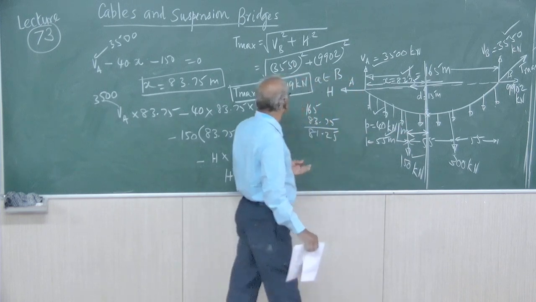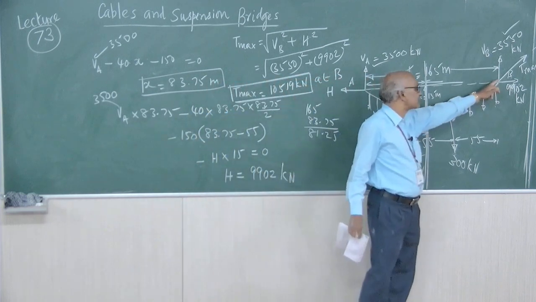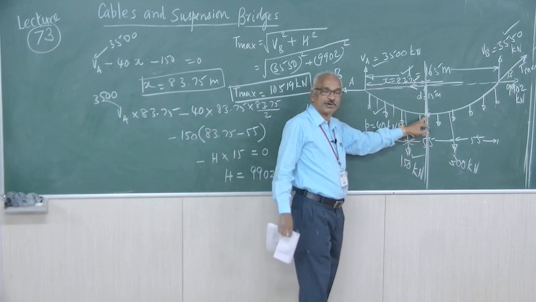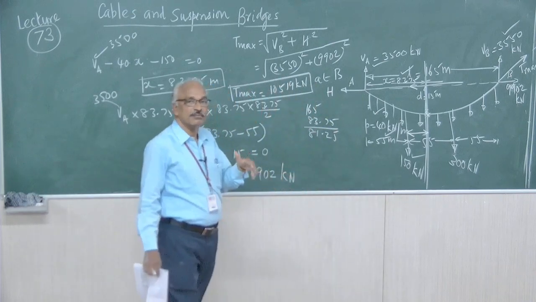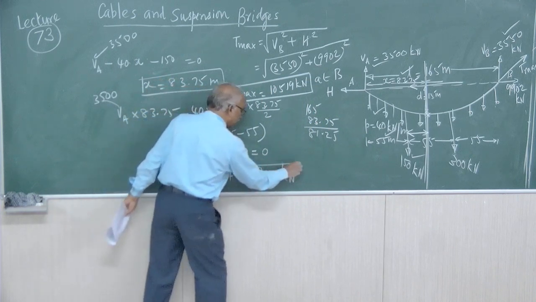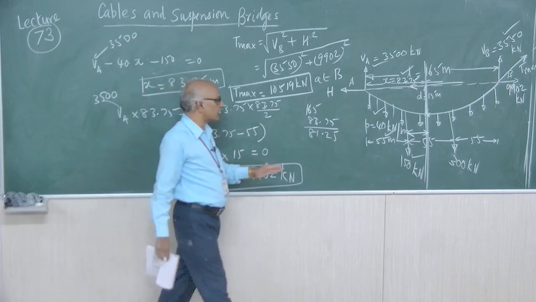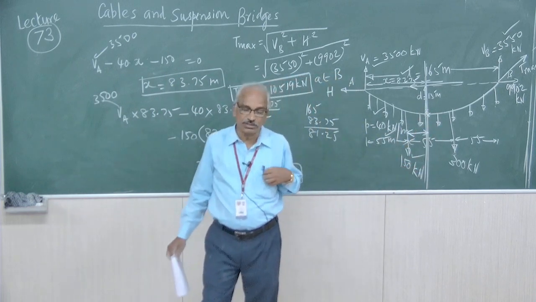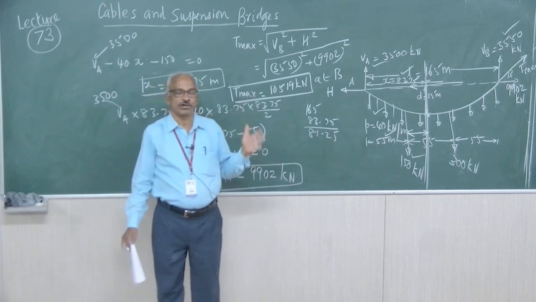And here also we have got the value of T max. This T will be less elsewhere, but T minimum will occur only at the lowest point. T minimum equals root of H squared, equal to H itself. Therefore, the minimum tension in this cable also is equal to the horizontal tension. H is equal to 9902. This is T minimum, which will occur at the lowest point in the cable. So that is how we will have to deal with problems subjected to a combination of uniformly distributed load and 2 or 3 or 4 concentrated loads.